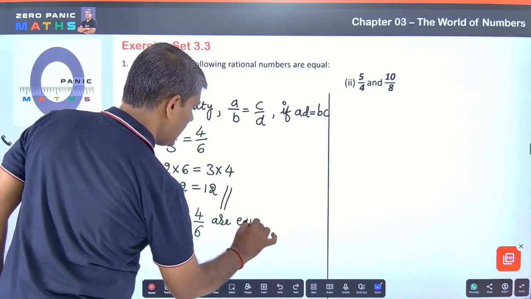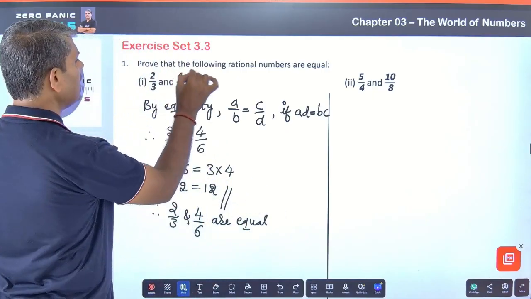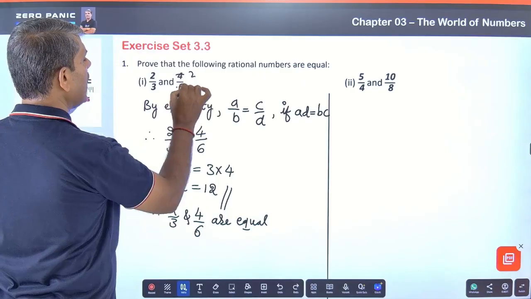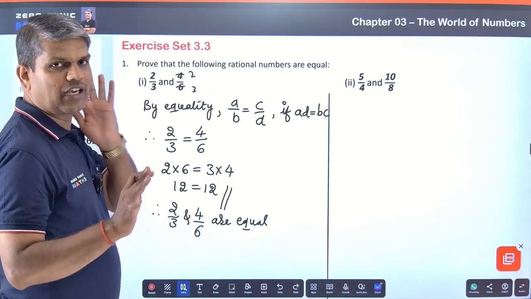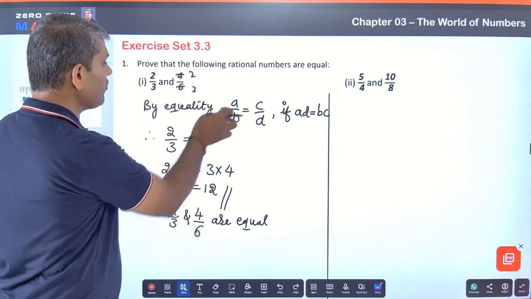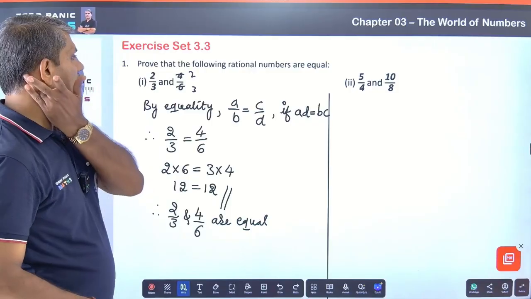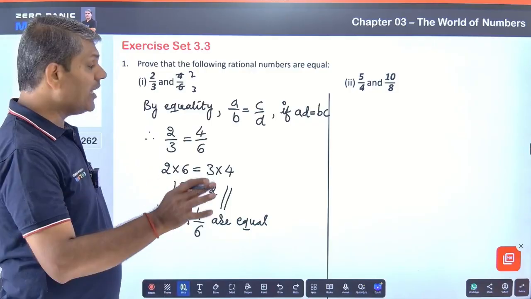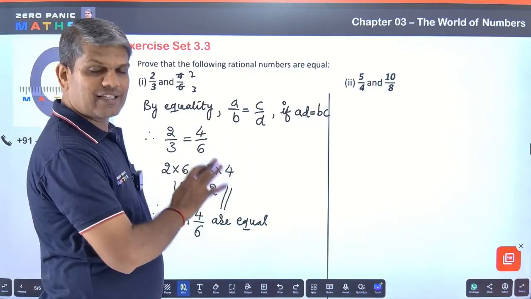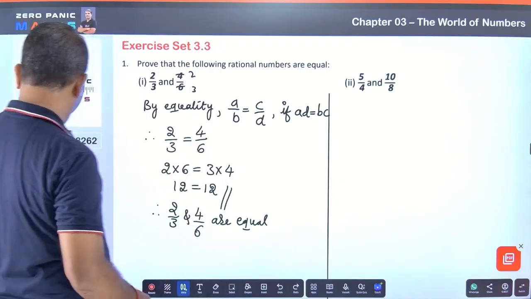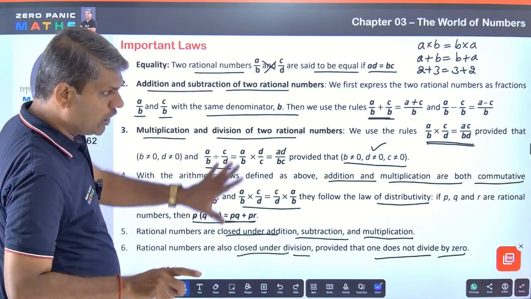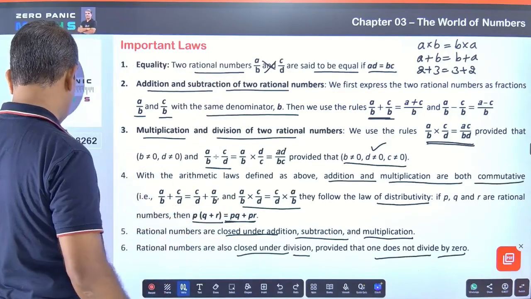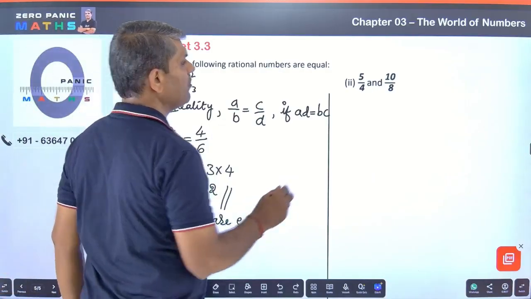Don't just divide it here, saying 2 1s are 2, 2 2s are 4 and 2 3s are 6, so it is equal. Don't do that. We know that those are equal fractions, but we have to prove it according to the equality law. So all the examples in this exercise set should be solved with the laws that you have studied here. That's why you need to note this and remember the laws. Again and again I'm reminding you.